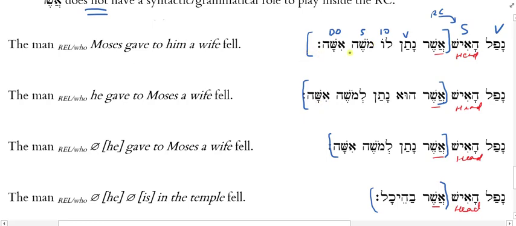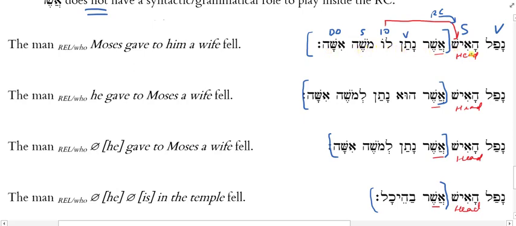So, which word in the relative clause, Moses gave him a wife, is a resumptive element that is co-referential to the ish, that is the head? It is the lo. The man who, or which, Moses gave to him, to the man, a wife.